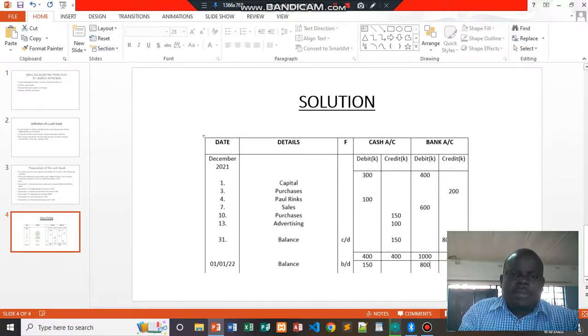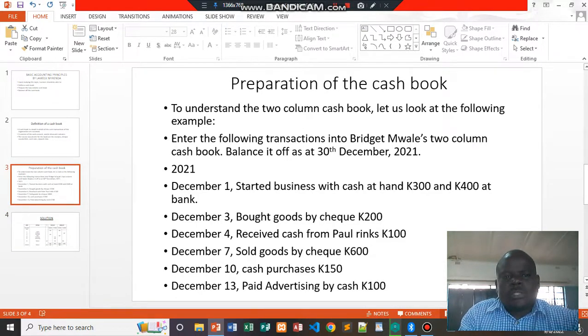Then on 3rd December, we are also being told that the business bought goods by check worth 200 kwacha. So how is this account transaction going to be recorded in our cash book? First of all, there are two accounts here where they are saying bought goods. It simply means that these are purchases. In business, we refer to these as purchases.